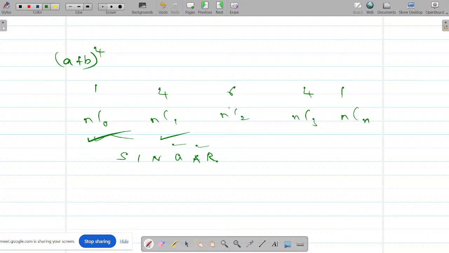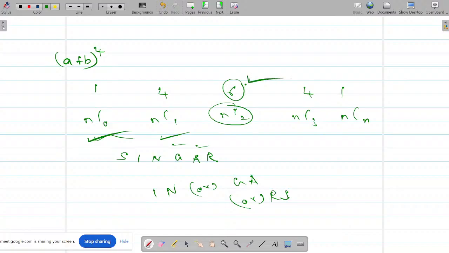If I need to pick two, nC2, what happens? I can take IN or GR or RS, any combination. In how many ways can I take it? See, I'm not talking about permutation, I'm talking about combination. You should be clear in this. In how many ways can you choose this? 6 ways. Now what happens is I'm going to choose only S.